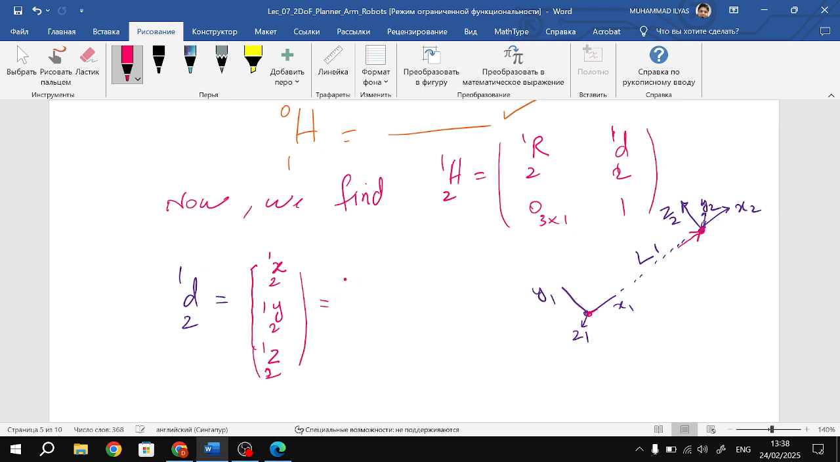What will be the x component? There is no theta 2 here. X component means this vector in the direction of x1, and this vector in the direction of y1, this vector in the direction of z1. There are 3 components. So this vector has only one component, in the direction of x1, which is L1. In y1 direction it is 0, in z1 direction it is 0.